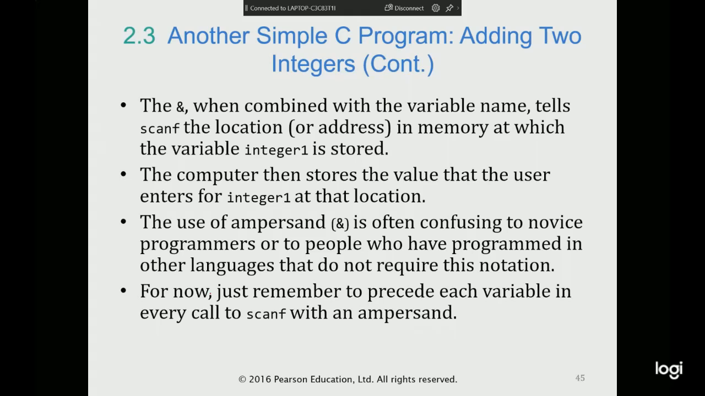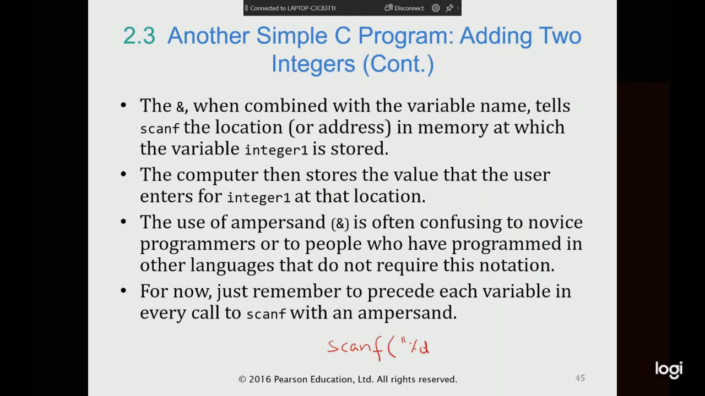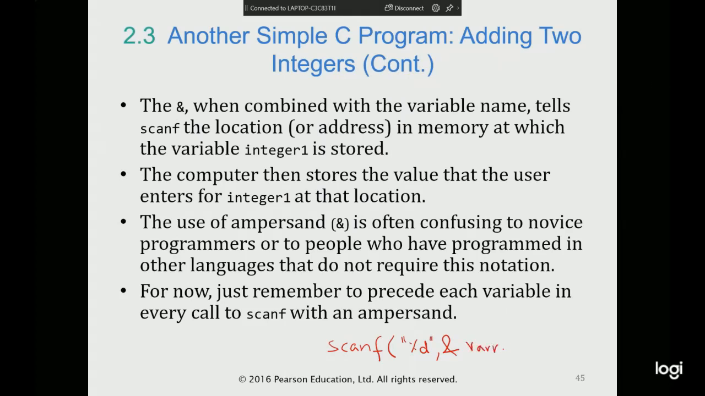But even if you don't understand this, we will talk about memory and how it's organized in more detail in later lectures as well. What you need to remember for now is whenever you use scanf, you need to first have the format identifier, followed by a comma, followed by the ampersand, and then followed by the variable name, and then of course the semicolon.